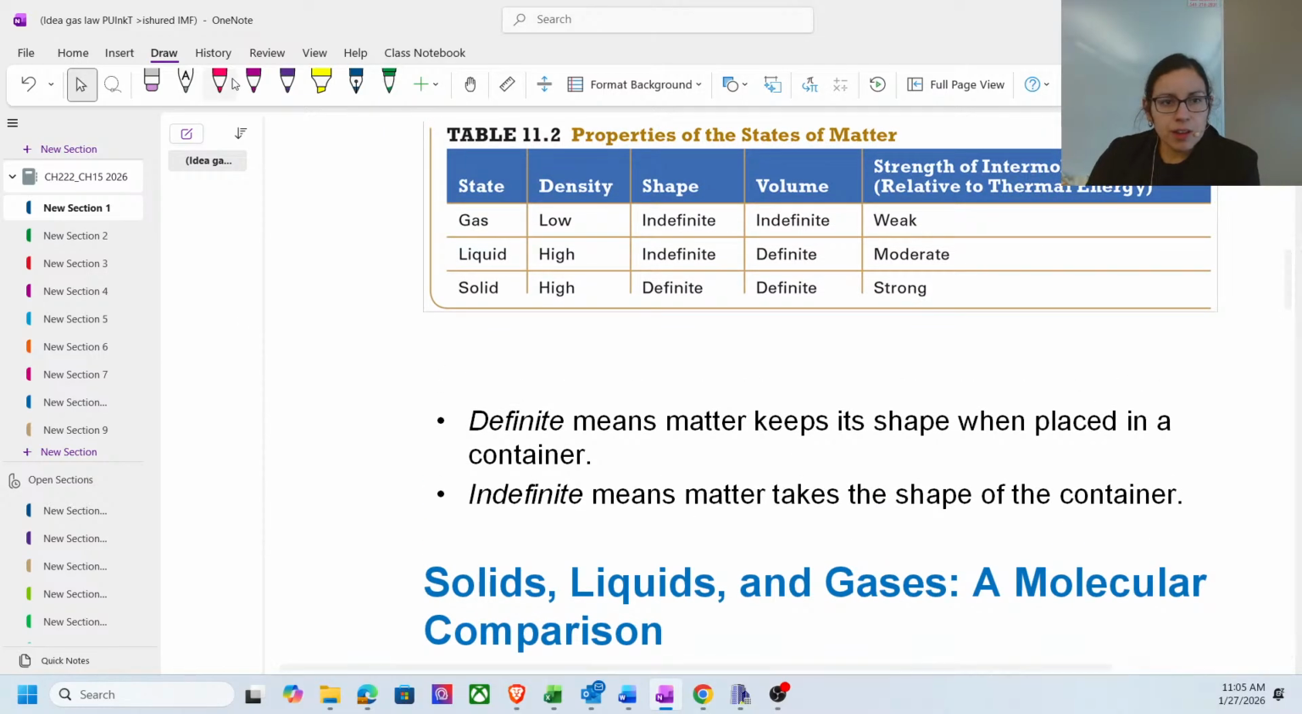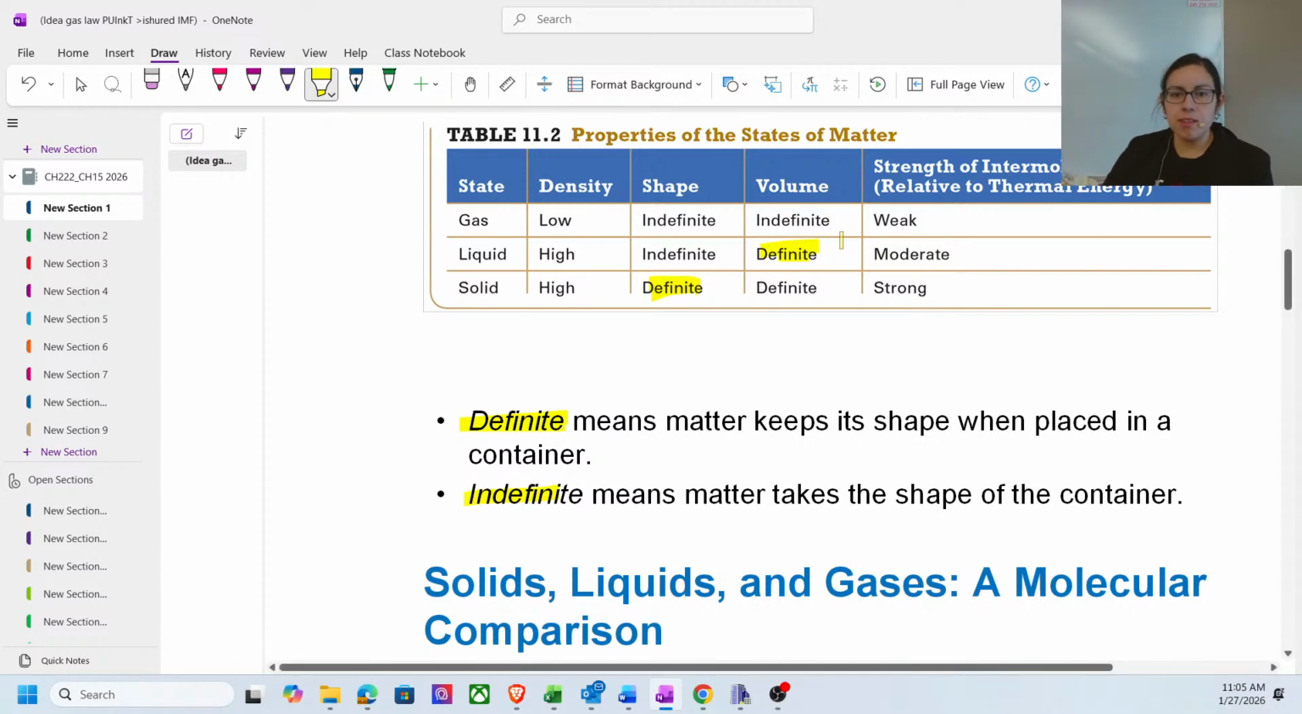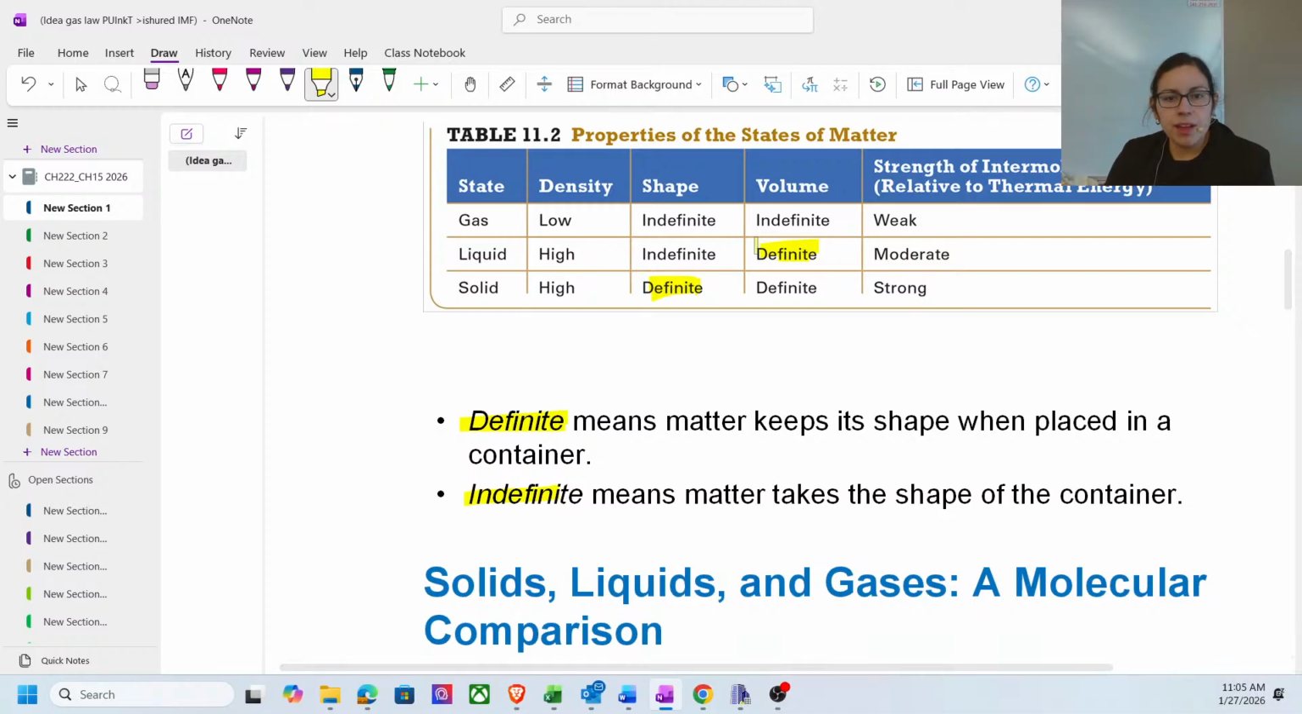And then just reminding us of our definitions. Definite means that it keeps our shape. So solids, right, they have a defined shape. And then indefinite means it takes a shape. And so liquids, they have a definite volume, and so we remember that. So the volume stays the same, but it can take a different shape.